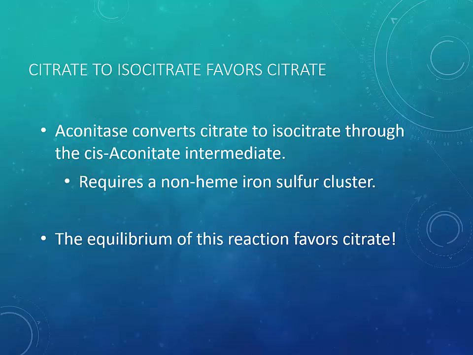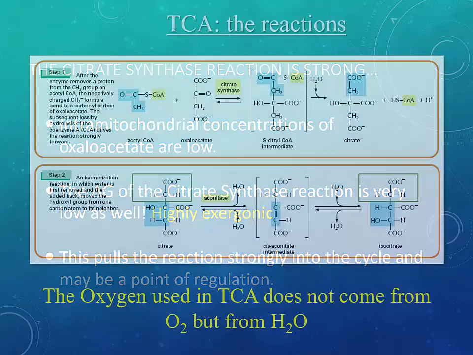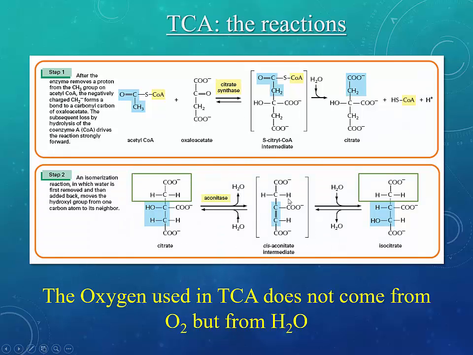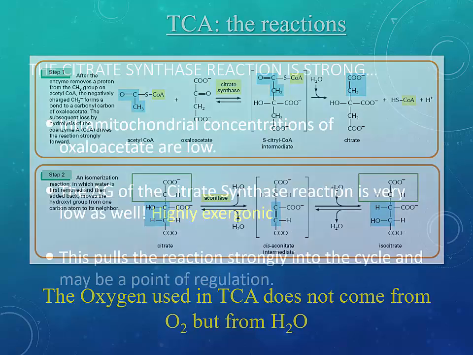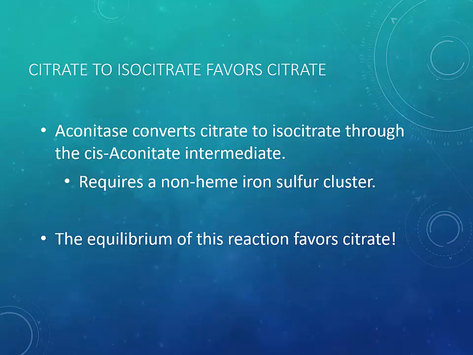So citrate to isocitrate actually favors citrate. So let's go back and take another look. So we have this sort of free-flowing reaction, and this actually favors citrate. So the formation of citrate is actually favored from both directions. That should give you a clue as to how important citrate actually is. Citrate can be exported from the mitochondria. One destination is going to be palmitate biosynthesis in that case, but we can also convert it back to oxaloacetate in the cytosol. So citrate has a lot of metabolic destinations. It's a very important intermediate. So aconitase is going to create isocitrate, but it's going to favor citrate.